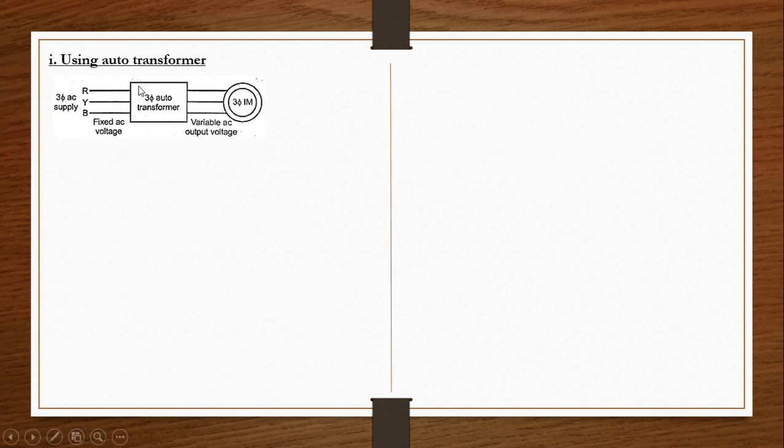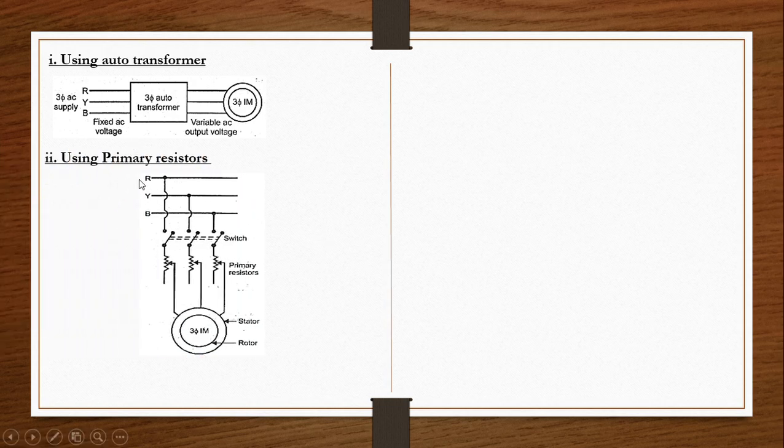Three-phase auto transformer is connected between three-phase AC supply and three-phase induction motor. Three-phase auto transformer receives fixed AC voltage from three-phase mains, and from the secondary of the three-phase auto transformer we are providing supply to the stator part of the three-phase induction motor. By varying the three-phase auto transformer, we can vary the supply voltage to the three-phase induction motor so that we can control the speed. Next one, using primary resistors.